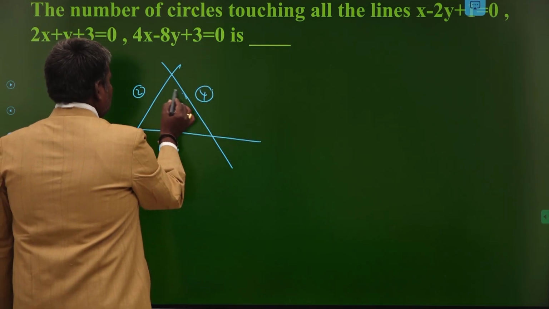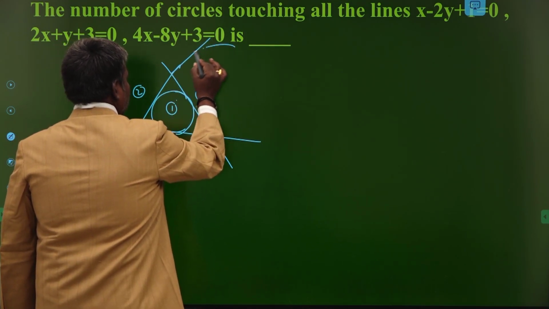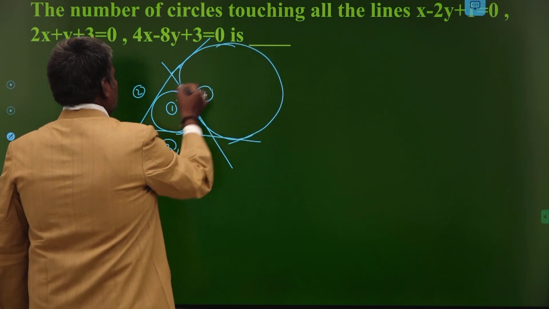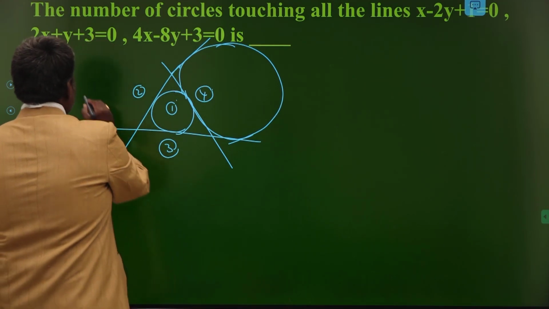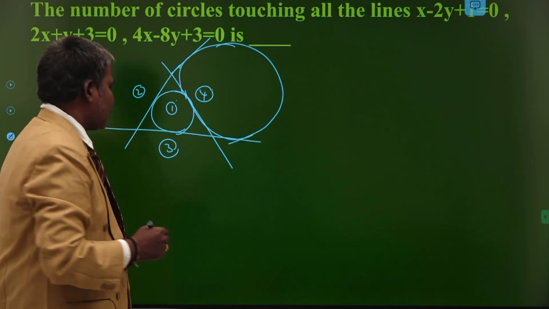That means this is one of the circles. The second circle is maybe like this. This is the circle. Similarly, you can draw another 2 circles also. The number of circles is 4 here, n is equal to 4, if the 3 lines form a triangle.